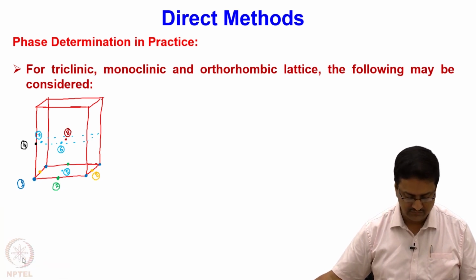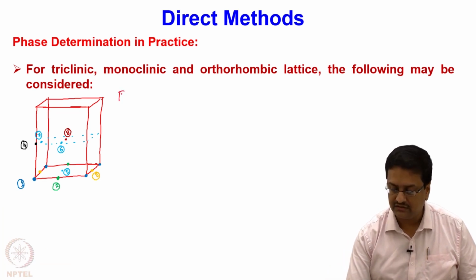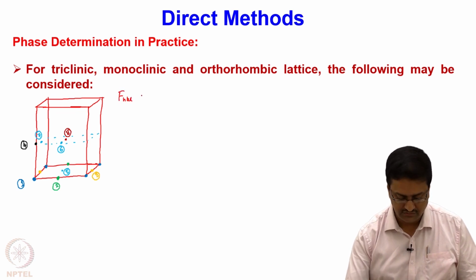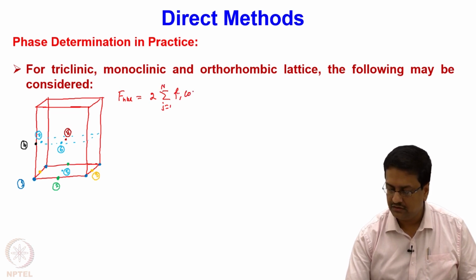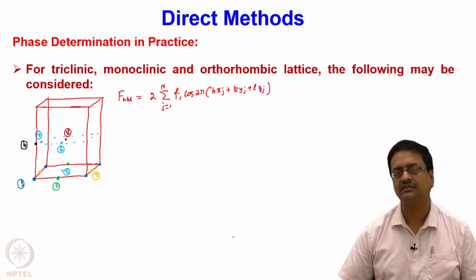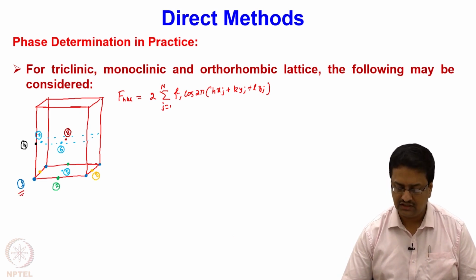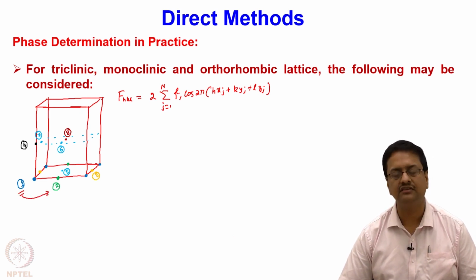So for this structure, one can write FHKL equal to 2 times the sum over j equal to 1 to n of Fj cos 2 pi (H xj plus K yj plus L zj). Suppose we first consider the origin to be located at 1, and then we assume that we are shifting the origin to 2.